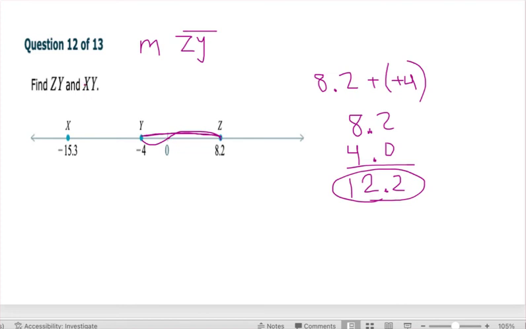Okay, and then it says find XY, and XY is right here. Okay, now this distance from 0 would be 15.3, right? Distance means we're talking about the absolute value. We're not worried about whether it's going to be a negative or a positive. We're talking about the distance between. So we could subtract it either direction. Negative 15.3 minus, because I'm trying to find the difference, negative 4.